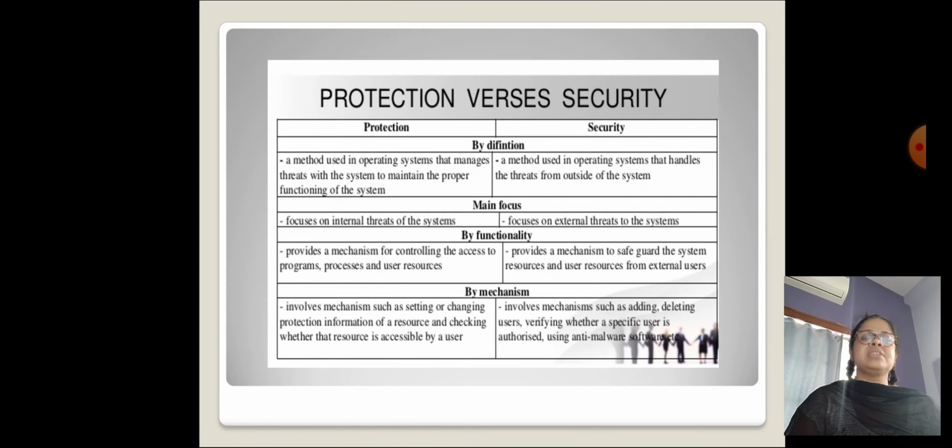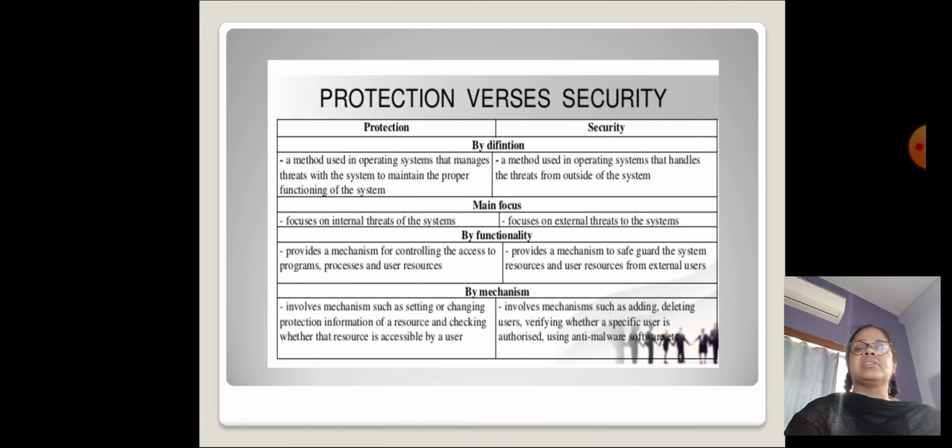Protection versus security. This is a comparison by definition, main focus, functionality, and mechanism. First of all, let me keep this in mind: security grants the system access to the appropriate users only, while protection deals with the access to the system resources.